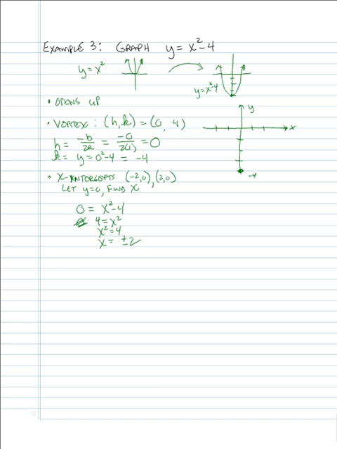Well, that's what this is supposed to represent. There's where x is negative 2, there's where x is positive 2, and so we can sketch this very quickly, okay?